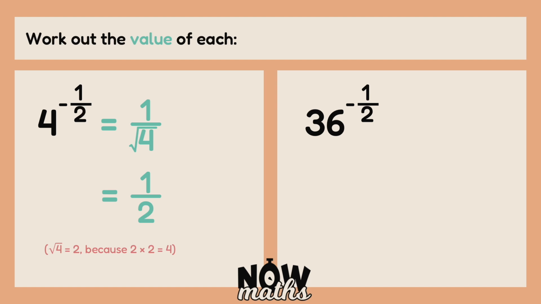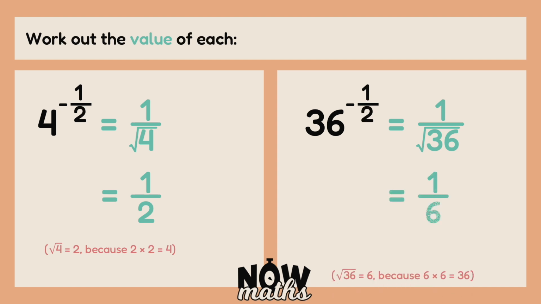For the second question on screen, we're going to raise 36 to the power of negative a half. Firstly, the power is negative, so we need to take the reciprocal of 36, which is 1 over 36. Now the power of a half square roots the 36, so we have 1 over the square root of 36, and then we can work out the square root of 36, which is 6, to give us our final answer of 1 over 6, or a sixth.